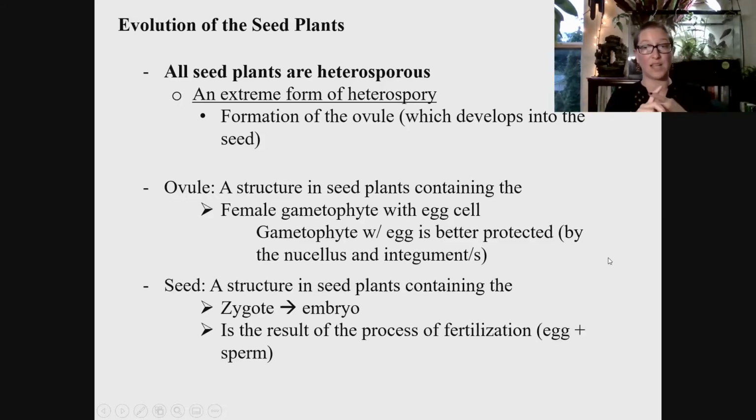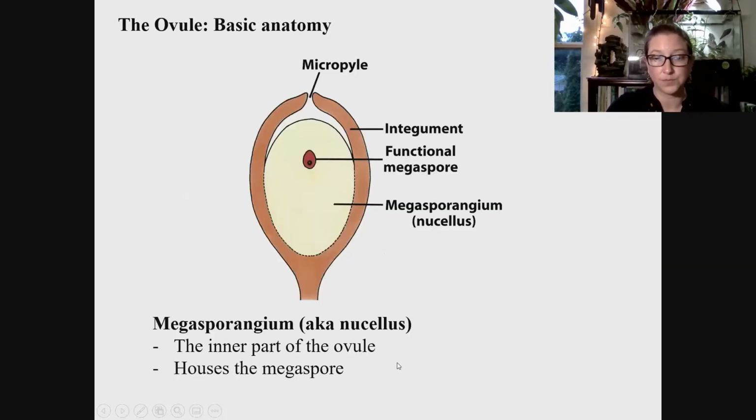After the egg is fertilized by sperm, so the egg is in the ovule, the ovule will turn into a seed. And inside of that seed will be the embryo, or the zygote, which grows into an embryo. That's because egg and sperm have united. And so now we have a seed instead of an ovule.